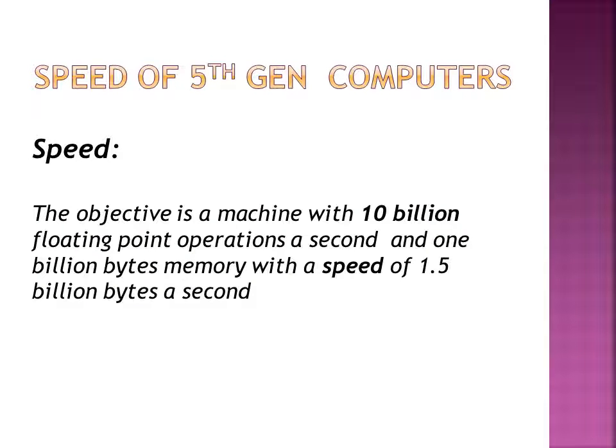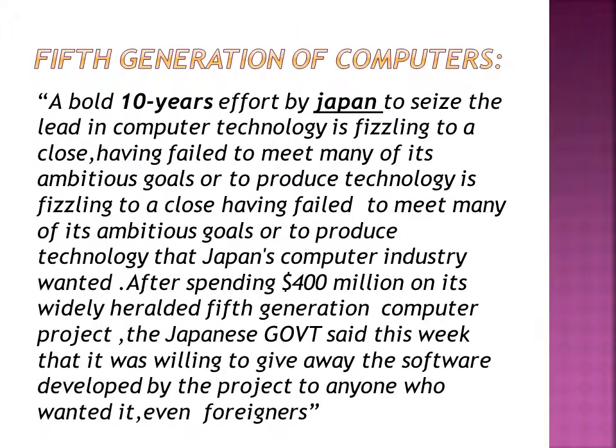Speed of fifth generation. The objective is a machine with 10 billion floating point operations a second and 1 billion bytes memory with a speed of 1.5 billion bytes a second. Fifth generation of computers. So here is very important information. This is the source of New York Times.